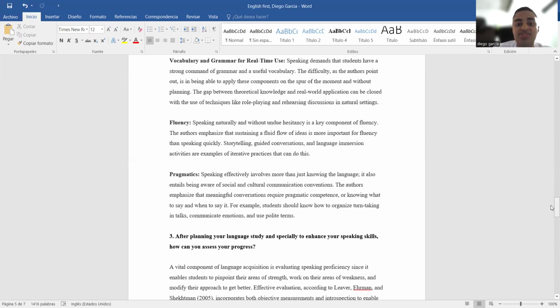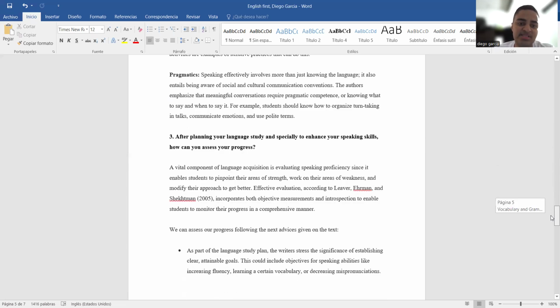Fluency. Speaking naturally and without undue hesitance is a key component of fluency. The authors emphasize that sustaining a fluent flow of ideas is more important for fluency than speaking quickly. And pragmatics. Speaking effectively involves more than just knowing the language. It also entails being aware of social and cultural communication conventions. The author emphasizes that meaningful conversations require pragmatic competence, or knowing what to say and when to say these words or these phrases.